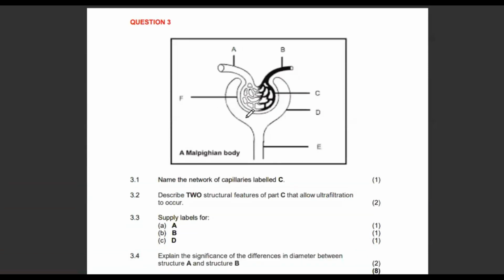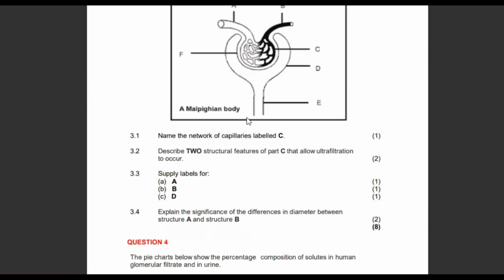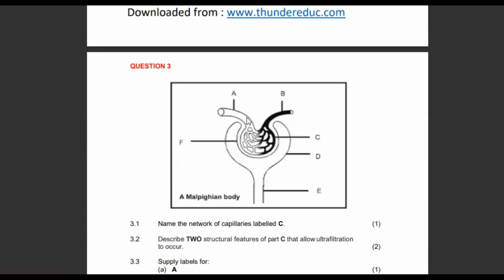This one shows the Malpighian body. Yes, it shows the Malpighian body. So name the network C. We are looking for this. How do you call that network? This network is called the glomerular capillaries. Yes, it's the glomerular capillaries. This is the glomerulus. Yes, so it becomes glomerular capillaries.